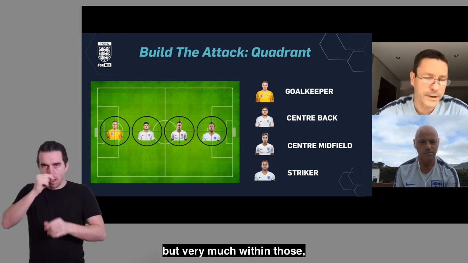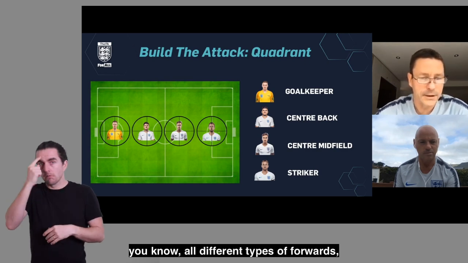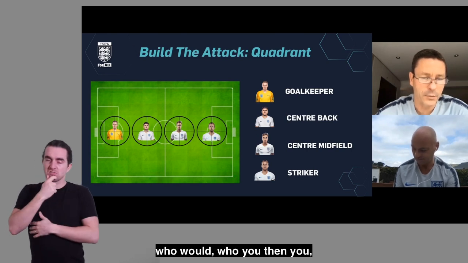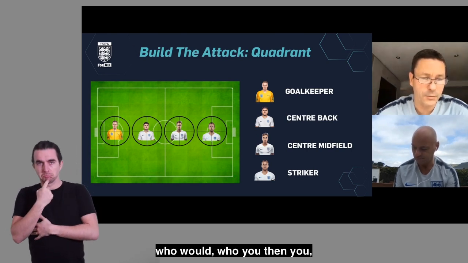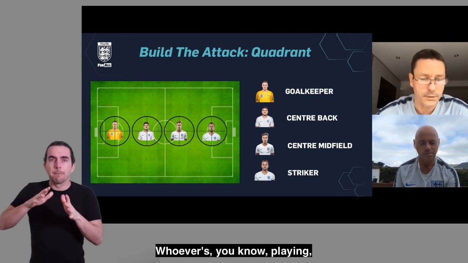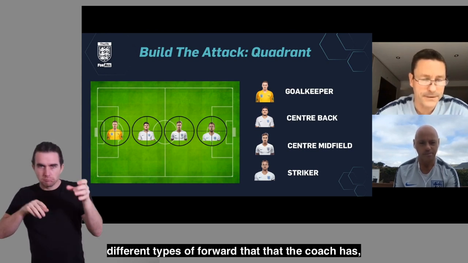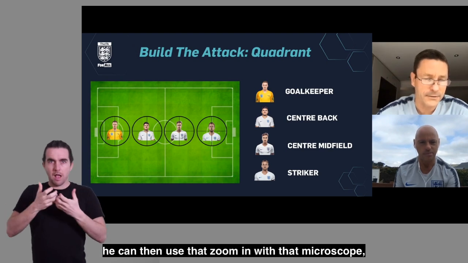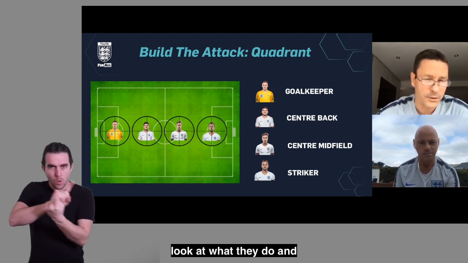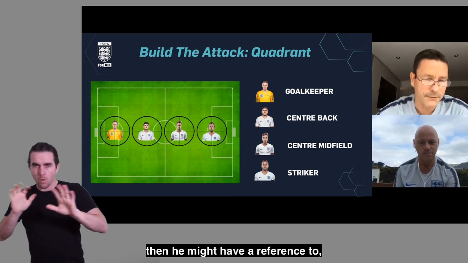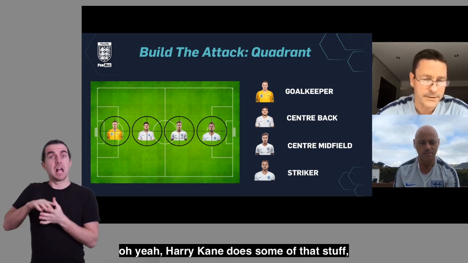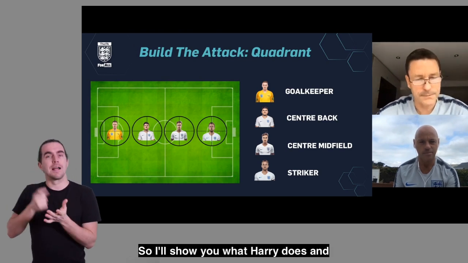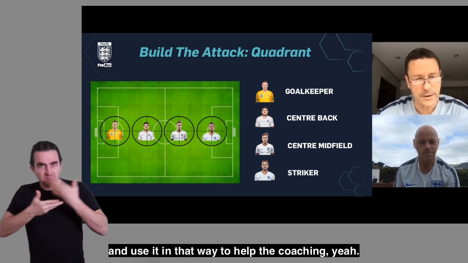But very much within those, you think of the forwards, all different types of forwards. Whatever types of forward the coach has, he can then zoom in with that microscope, look at what they do, and then he might have a reference to, yeah, Harry Kane does some of that stuff. That will be good for you. So I'll show you what Harry does, and use it in that way to help the coaching.